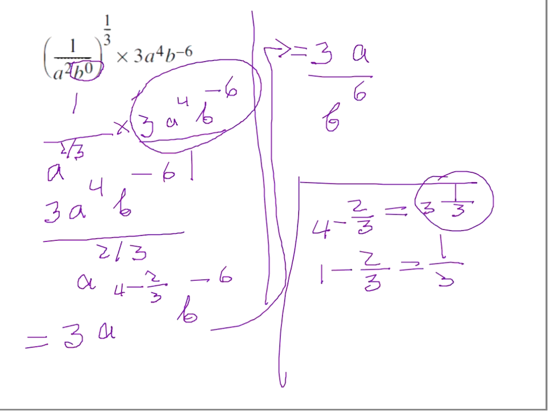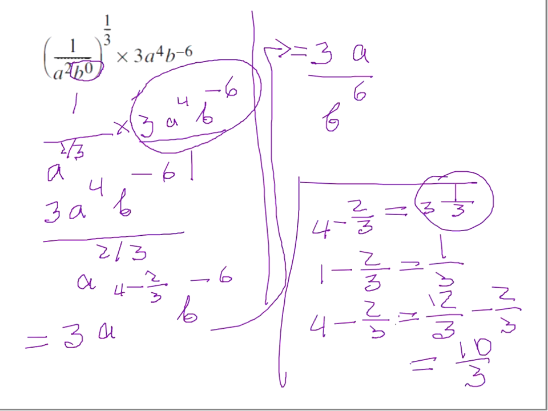But in an index, it's better not to have a mixed number. So what you could do is 4 take away 2/3 equals 4 times 3 is 12, minus 2/3. So that gives you 10 over 3. So either way is fine. You could have just put 10 over 3, but it still looks a bit awkward.